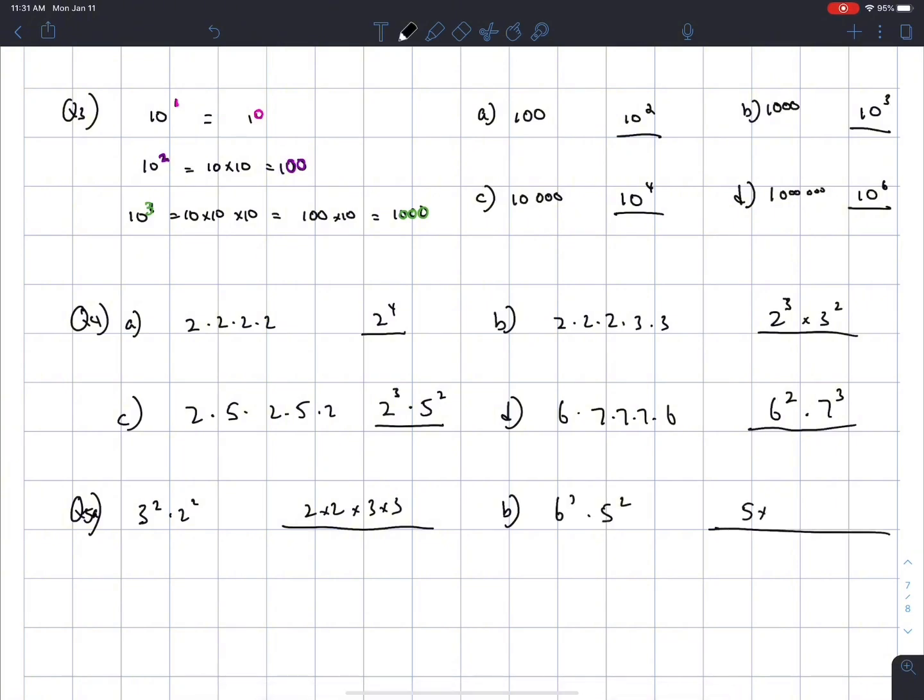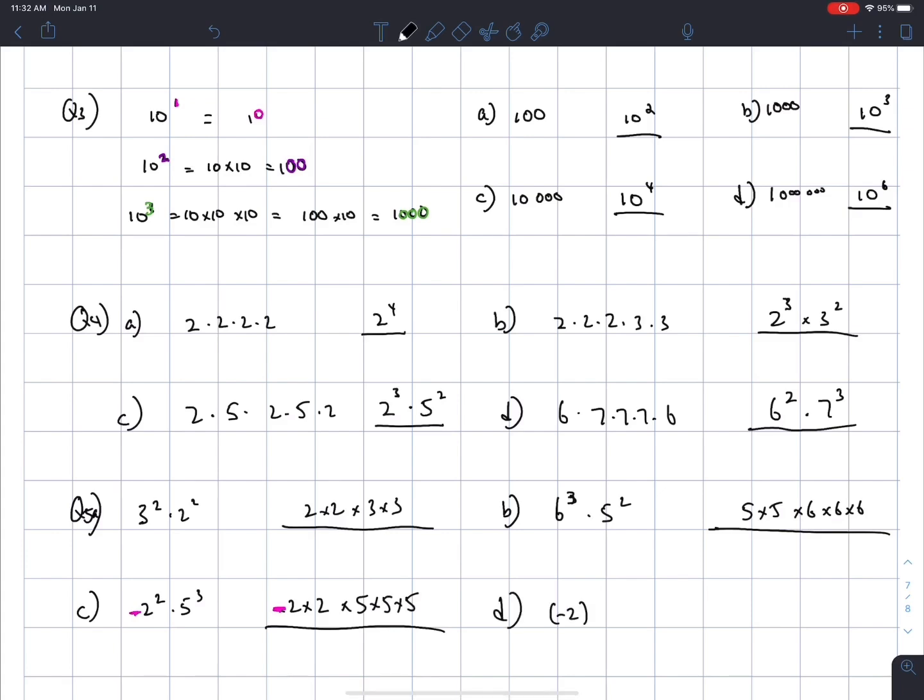So 5 squared is 5 times 5, and 6 to the power of 3 is 6 times 6 times 6. Negative 2 squared times 5 to the power of 3. So this is negative 2 times 2. So notice that this negative is just outside. It doesn't belong to the base because there's no brackets. 2 squared is just 2 times 2, and 5 to the power of 3 will be 5 times 5 times 5.